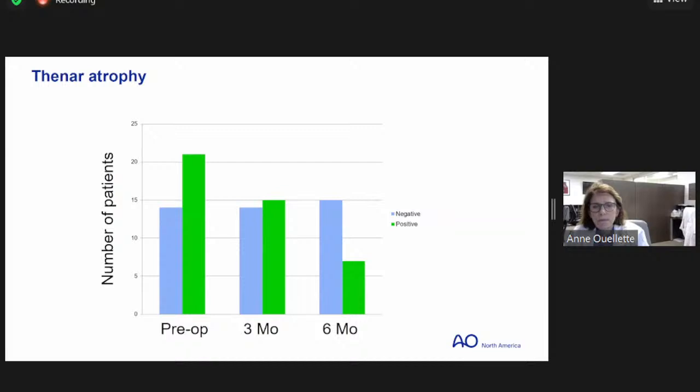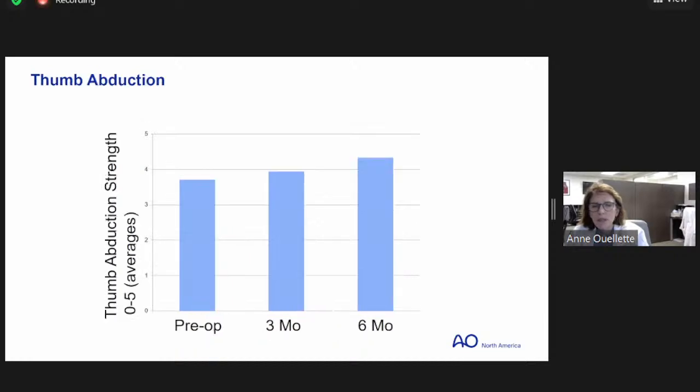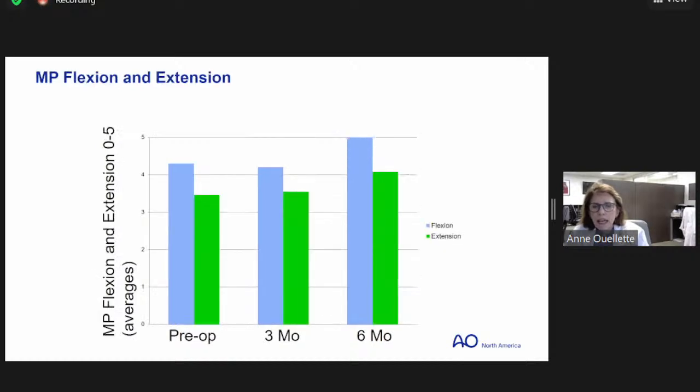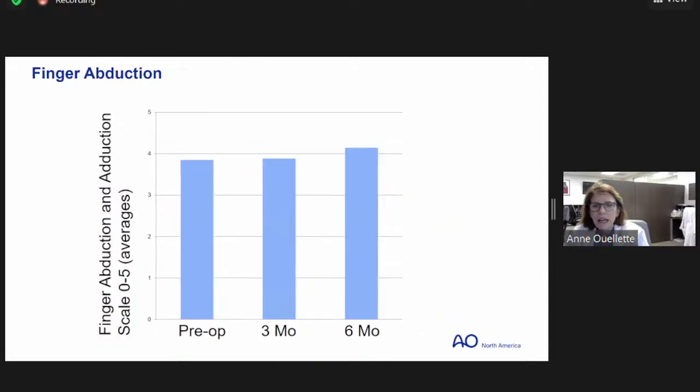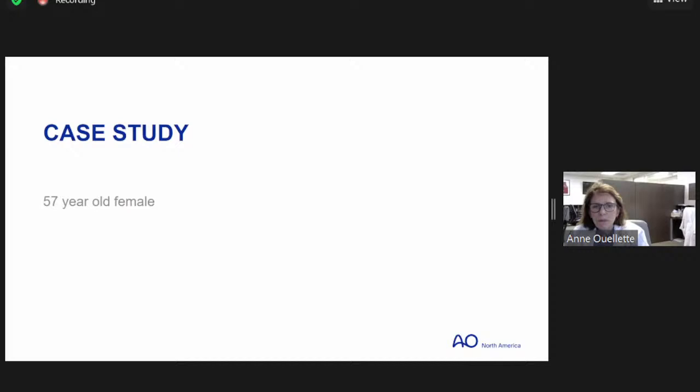Thenar atrophy, preoperatively a significant amount, drops dramatically. So the muscle appears to come back easier sometimes than the sensation. And thumb abduction improved as well. MP joint flexion extension all improves, as well as elbow flexion extension improving, and finger abduction is about the same, but it did improve.